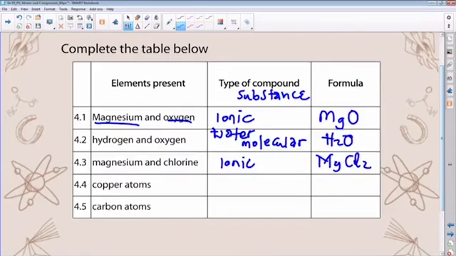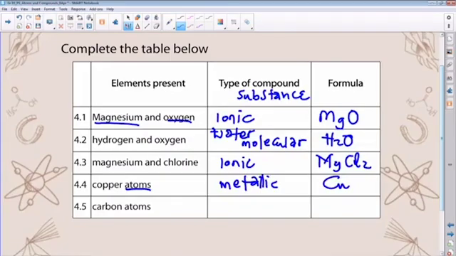Now, if we look at the copper atoms, this is an element, hence we refer to this as a substance, and this is a transition metal. So indeed, this is a metallic substance. So you just write the unit there, which is the atom, or the formula unit, which is the atom of copper.